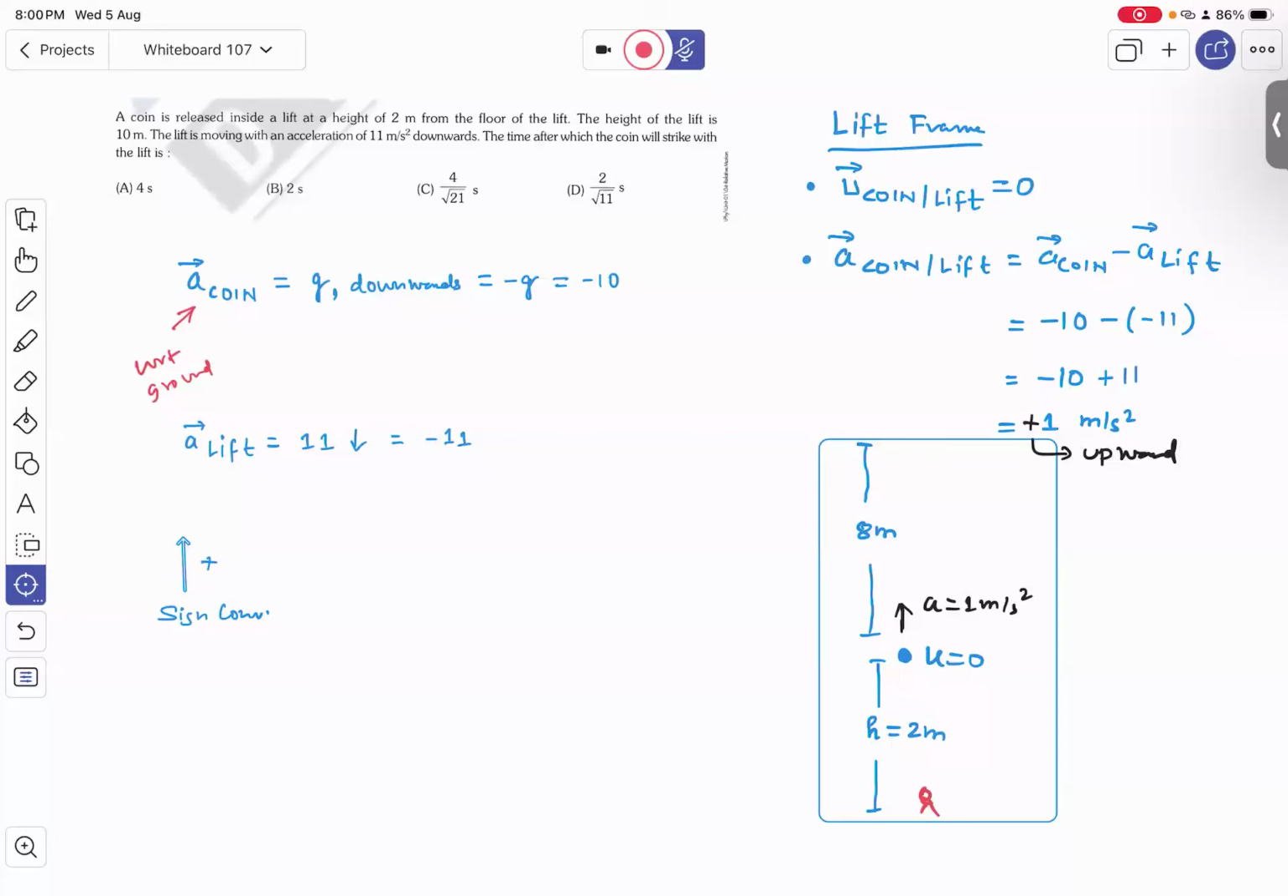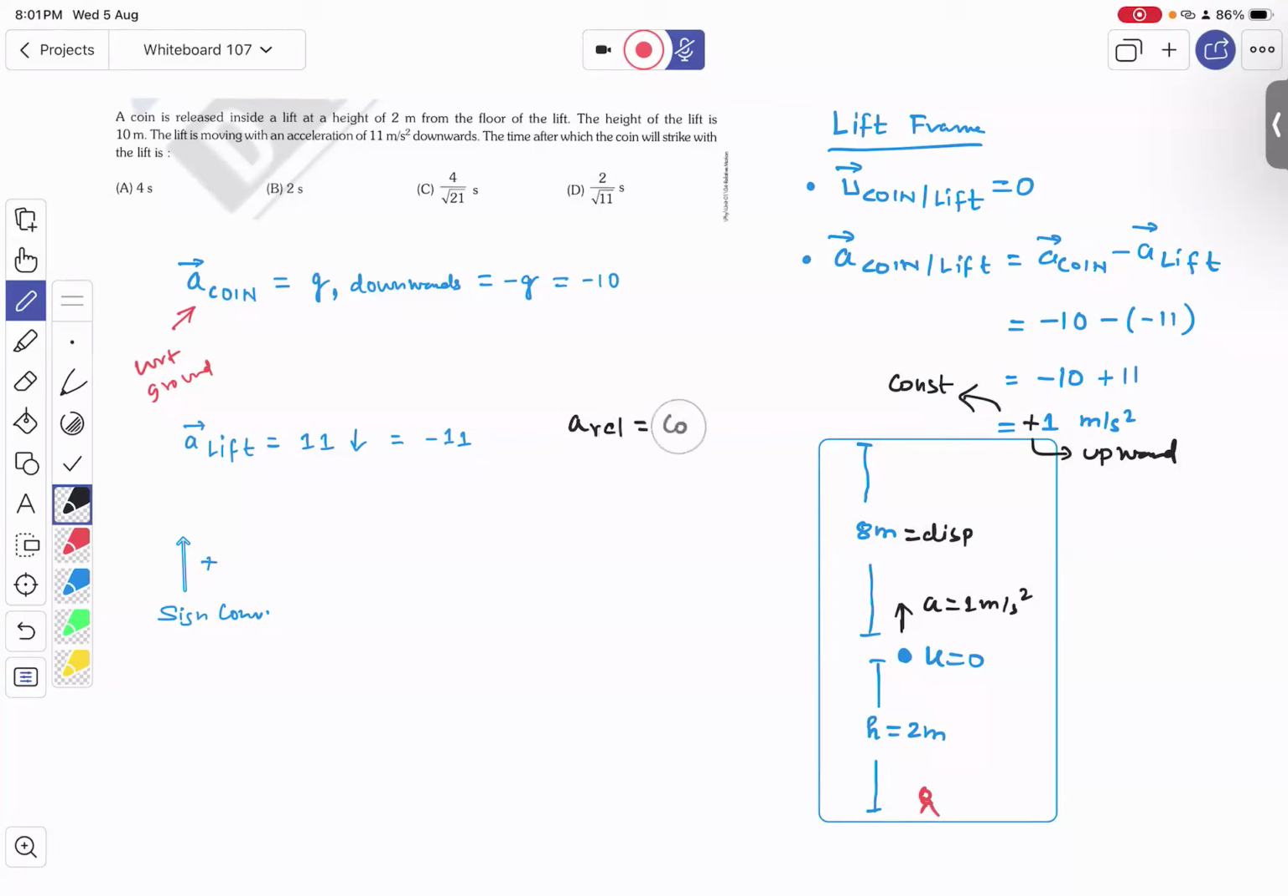So tell me, whenever it is going to hit the ceiling, the displacement it is going to undergo is going to be this much or not? Tell me, what is the relative acceleration it has? Is it constant or not? Constant. So if acceleration was constant, what formulas were applicable? The same formulas are applicable here also. Relative acceleration is constant, so I'll be using S relative equals U relative t plus half A relative into t square.